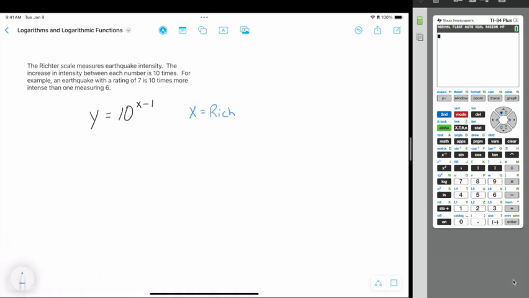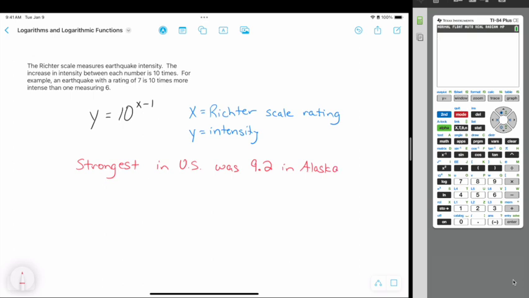And that is a number from 1 to theoretically 10. I don't think there's ever been a 10 on the Richter scale. And then y is the measurement of intensity. Now, the strongest earthquake in the US hit Alaska in the 60s, I think. I want to say 63 or 64. It was a 9.2 in Alaska in the early to mid 60s, I'm pretty sure.